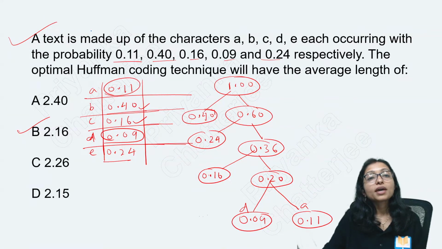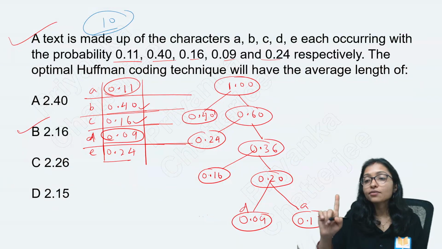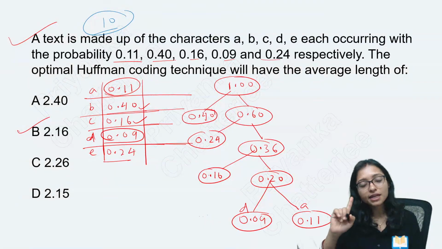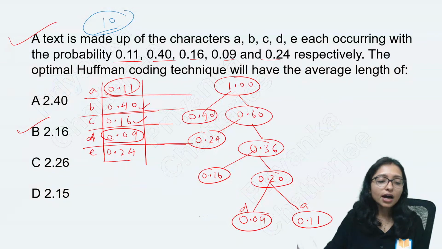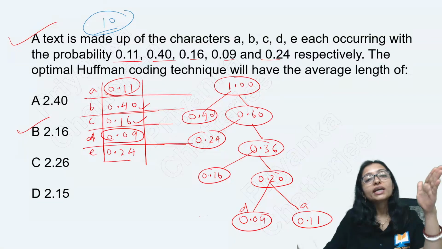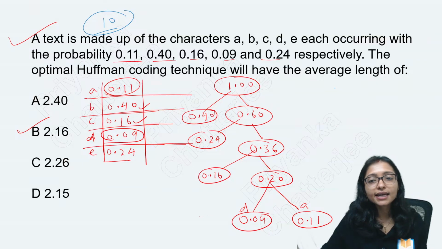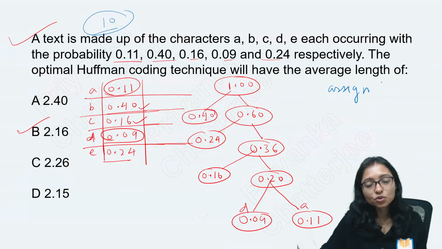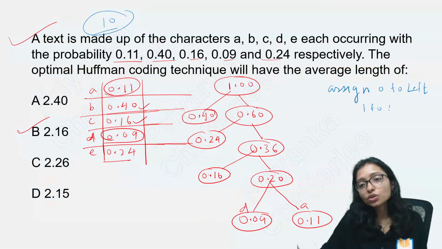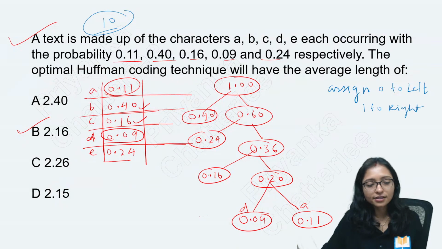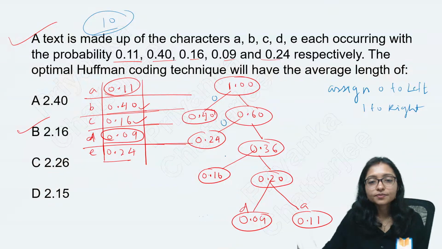From here also, a 10 marks question can easily be framed. Why am I telling you? Now you have to do the coding. How to give the numbers? Assign 0 to the left node and 1 to the right node. As simple as that. So put 0 on all the left nodes, and put 1 on all the right nodes.